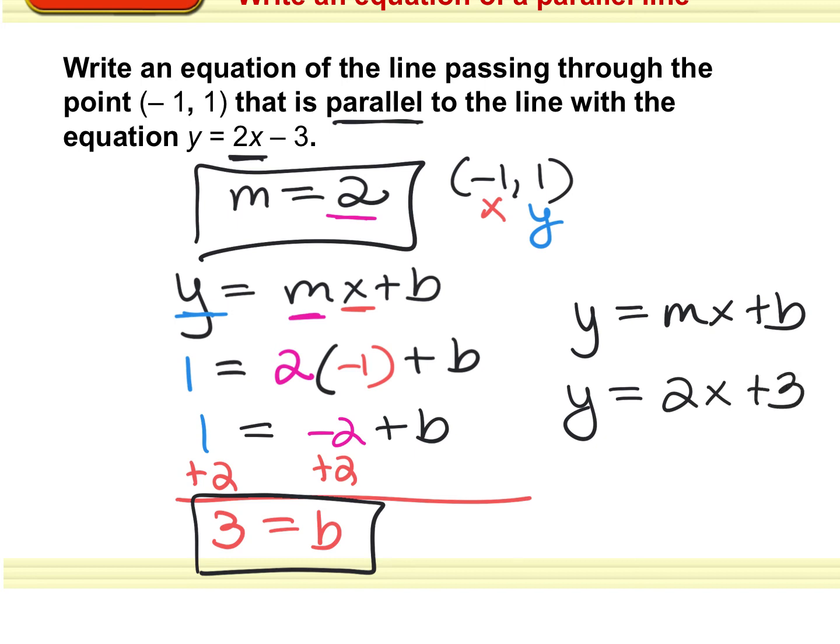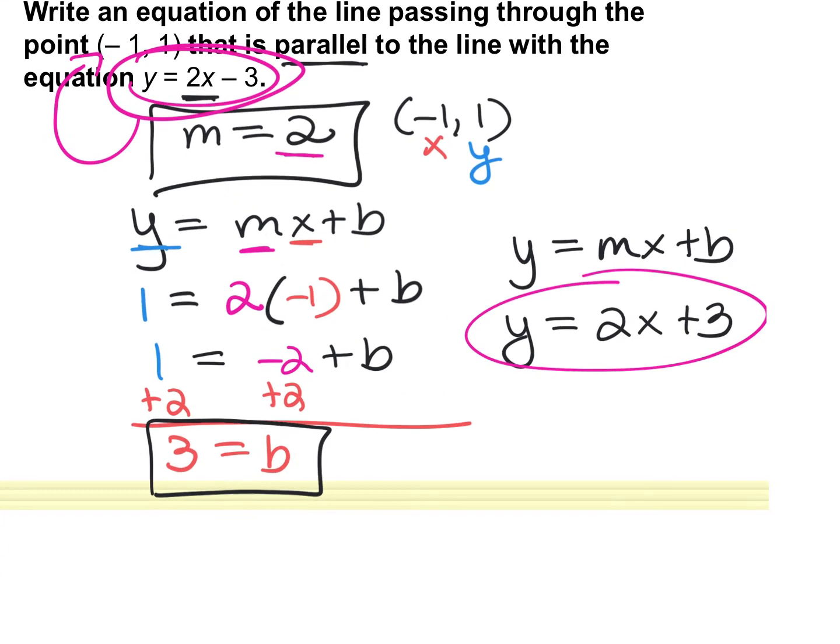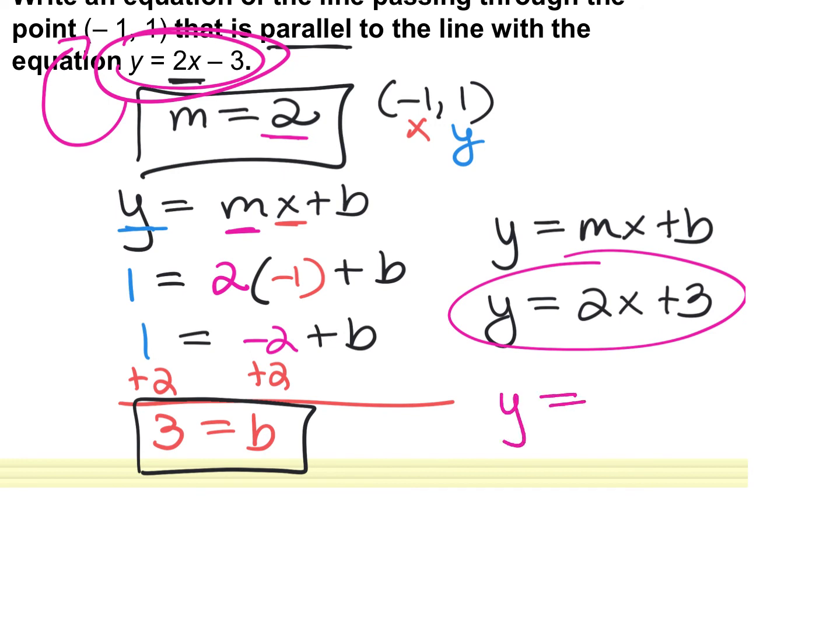So a line that would be parallel to this one going through this specific ordered pair would be y equals 2x plus 3. Notice if you write them side by side, the one that was given to you had a slope of 2, and the one that you just found also has the same slope. Notice my y-intercepts are different. If my y-intercepts were the same, it would be the exact same line. And it wouldn't be parallel because it would be the same line.